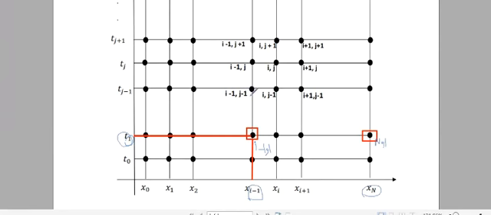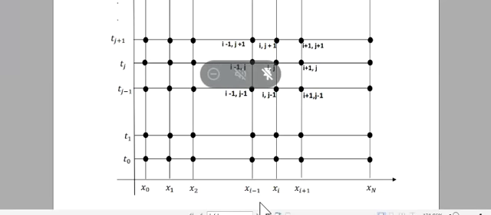what about this point? I'm pointing to this point. Please say your reason. Why is the index of this point I minus 1 and j minus 1?